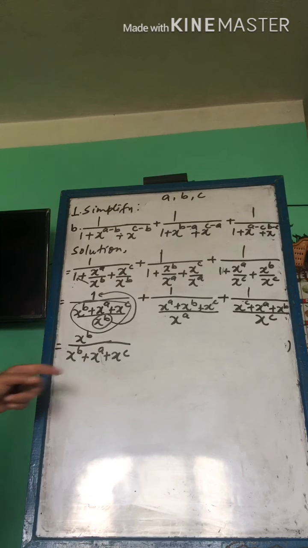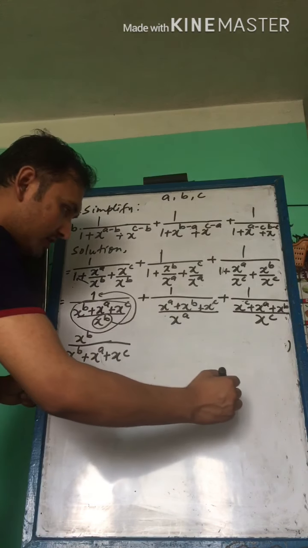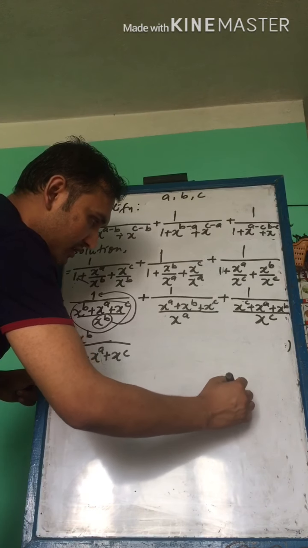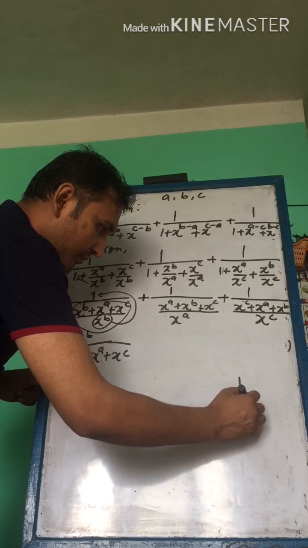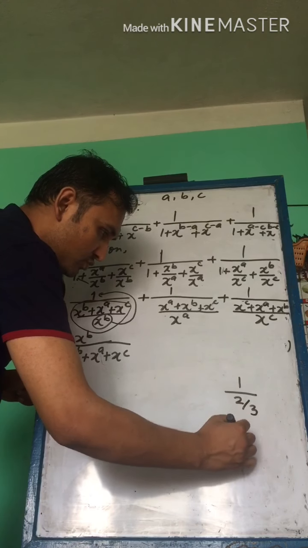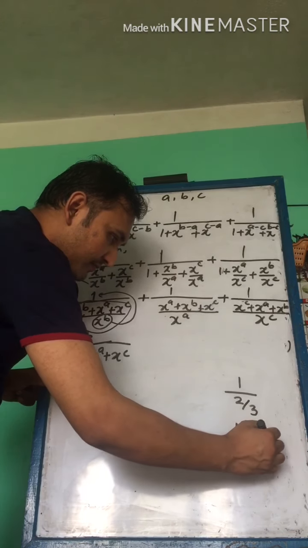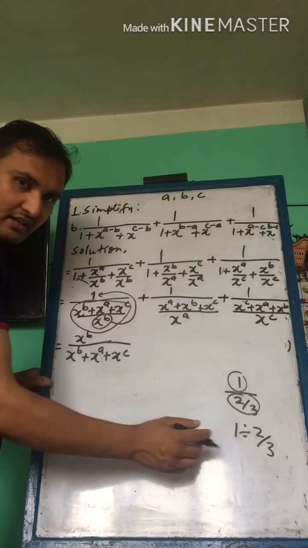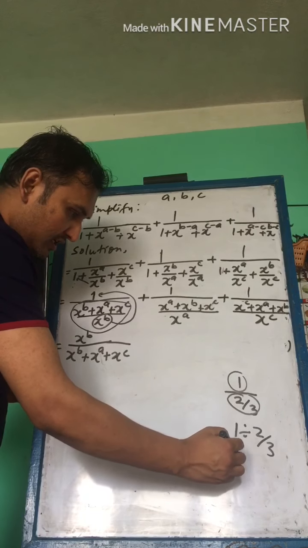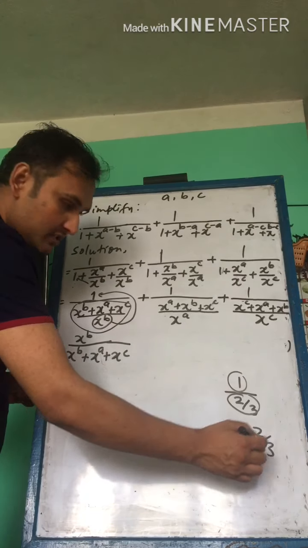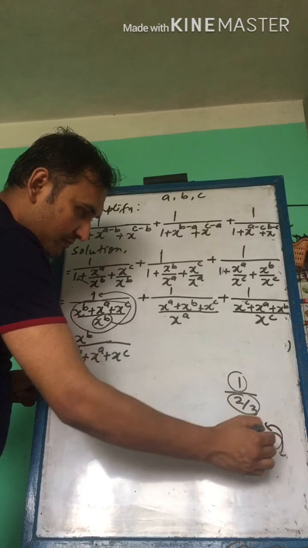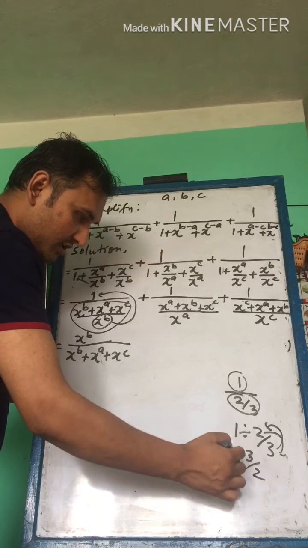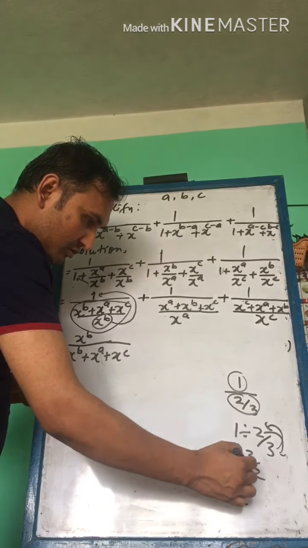Is there any confusion over here? Or if you still have confusion, let me deal with one algebraic fraction over here only. If 1 is divided by 2 upon 3, then this can be written as 1 divided by 2 upon 3. This means 1 is divided by 2 by 3. Can you write this in this form? If you change this division into multiplication form, it will be the reciprocal, which means it will be 3 by 2. Then what will be the result? 1 times 3 upon 2, so 3 upon 2 will be the answer.